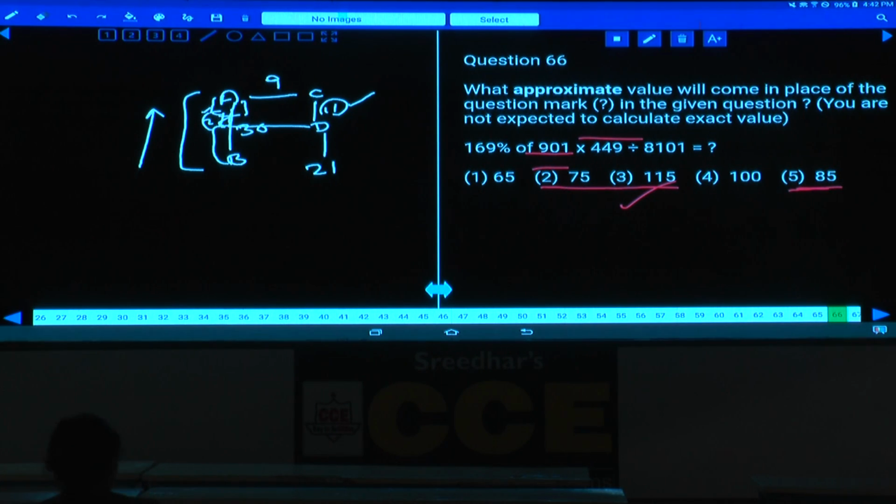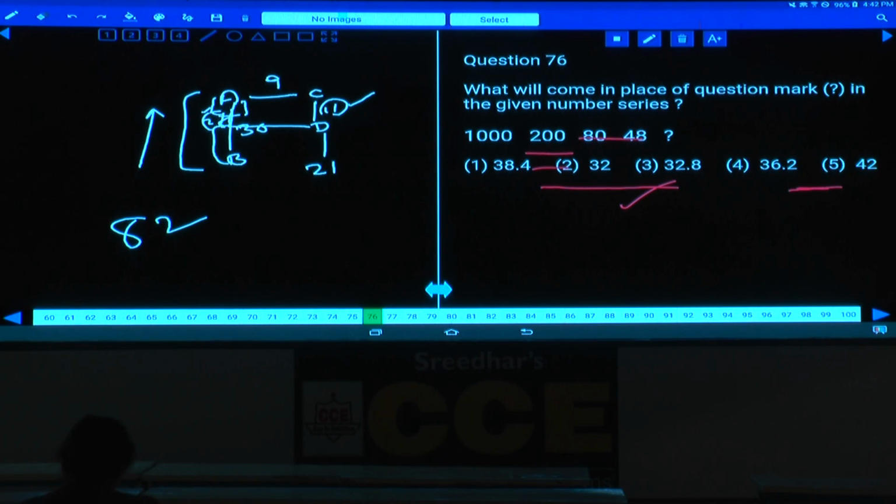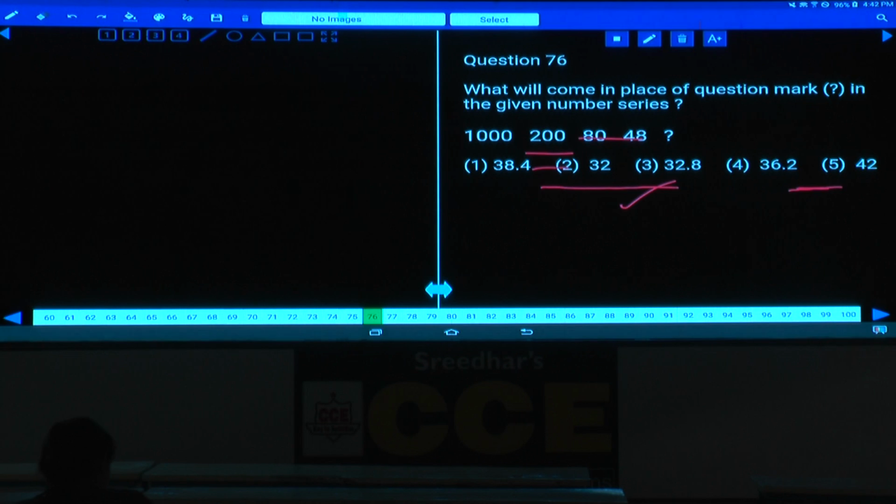Now this is about question numbers 31 to 35 in paper number 82. Then after this question numbers are 70 to 76. Now 76 to 80, number series. Yes, tell me what is your answer here.